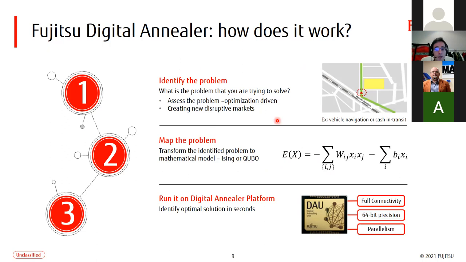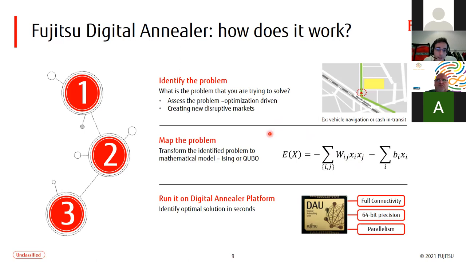Okay, so in this case, what we have is the energy function of our problem. And what we need to do is to minimize this function. In this case, what we have is several variables that are Boolean, or true or false variables, that Digital Annealer needs to select to be or not into the solution of our problem, okay?